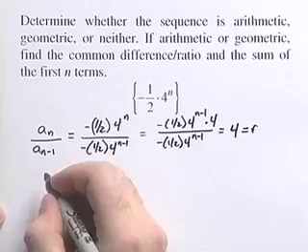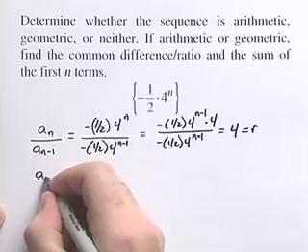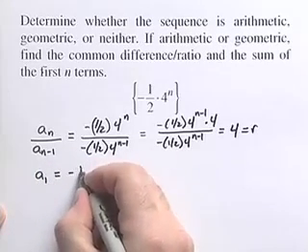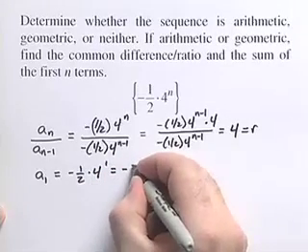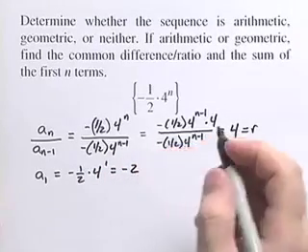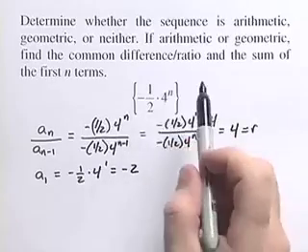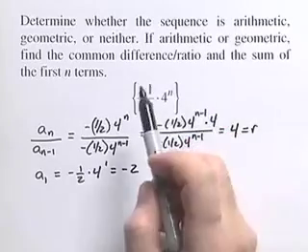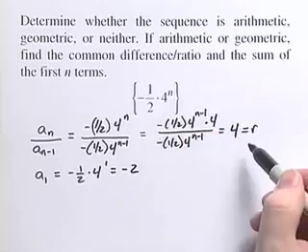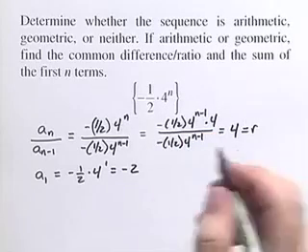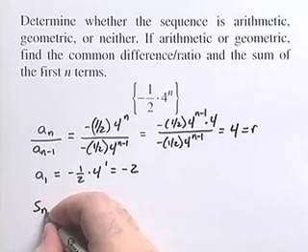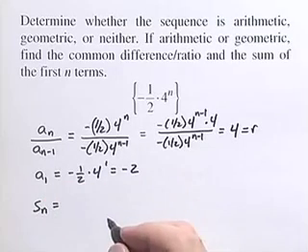The first term, a sub 1, will be negative 1/2 times 4 to the first power, so we'll end up with negative 2. We were asked in the problem to see if it's geometric, and if it is, to find the common ratio, which we did, r is 4, and then also the sum of the first n terms. So we'd like to find s sub n for this geometric sequence.